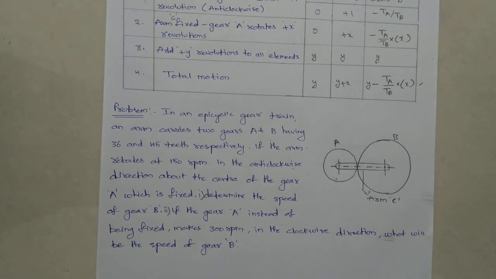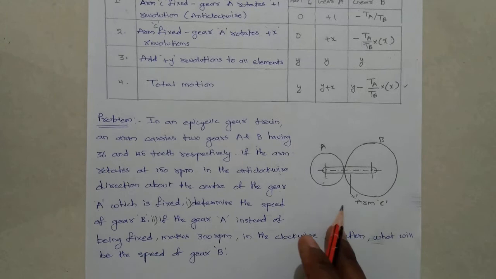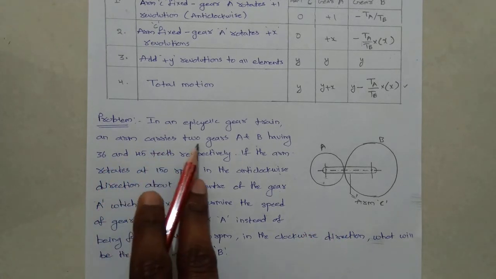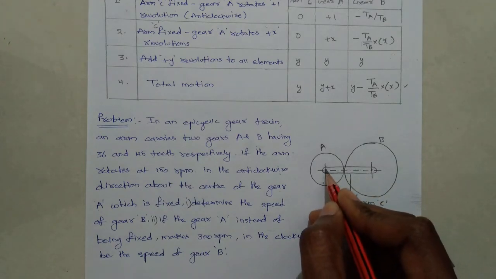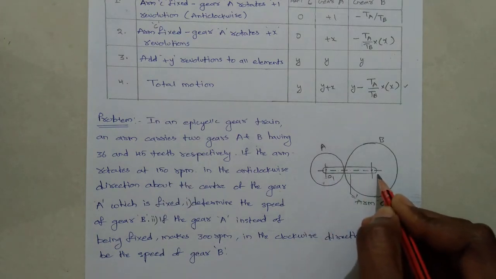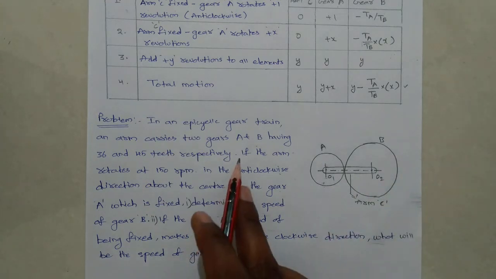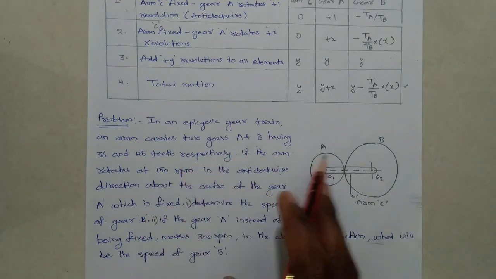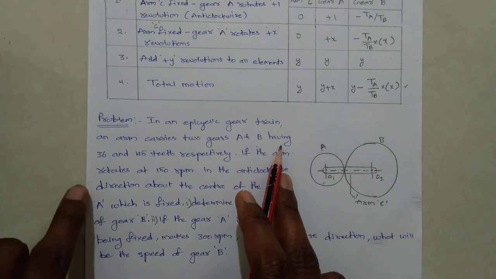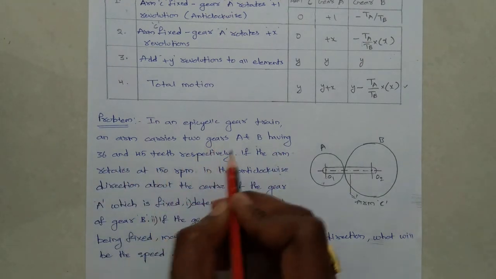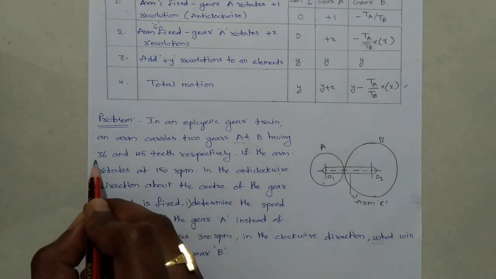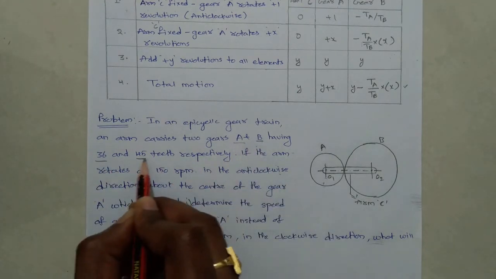So in an epicyclic gear train, the diagram is given here. In an epicyclic gear train, an arm carries 2 gears. So this is the arm. Let us say this center is O1 and this center is O2. An arm carries 2 gears A and B having 36 and 45 teeth respectively. So he has given A is having 36 teeth and B is having 45 teeth.